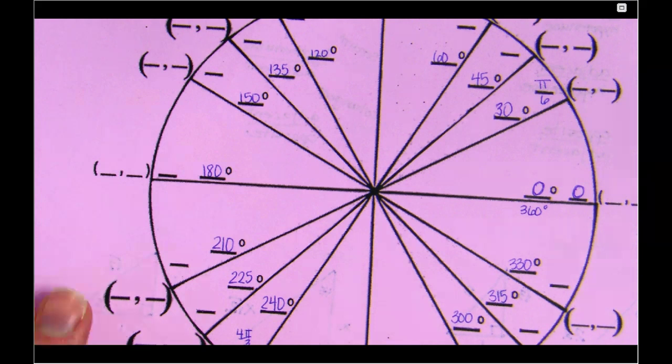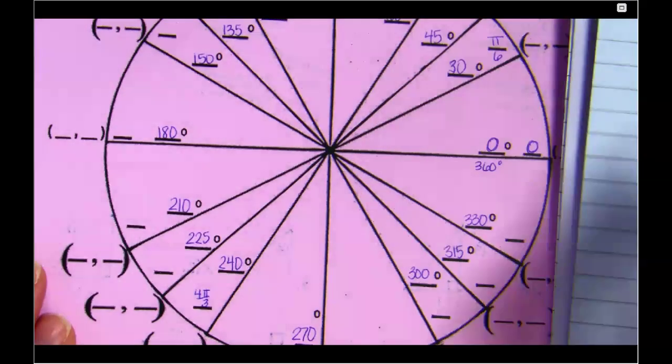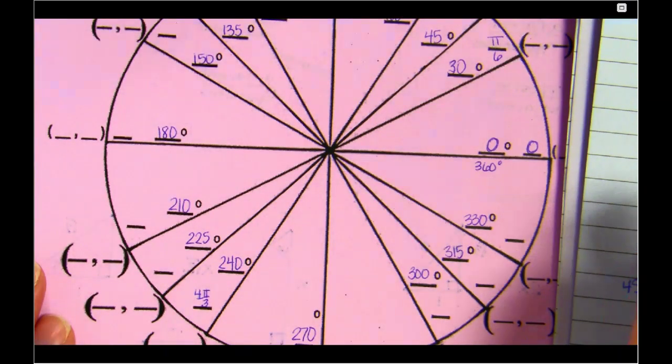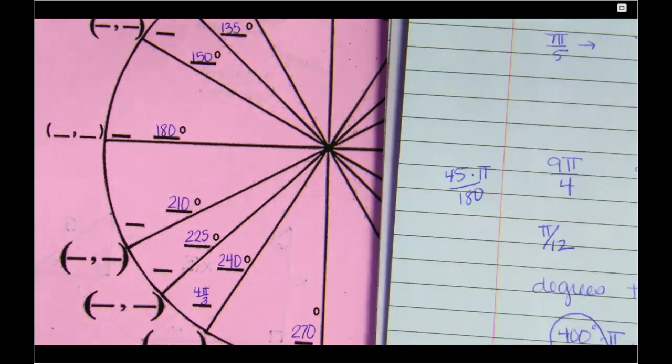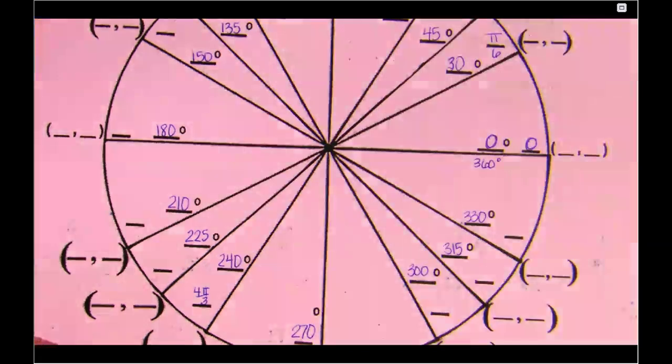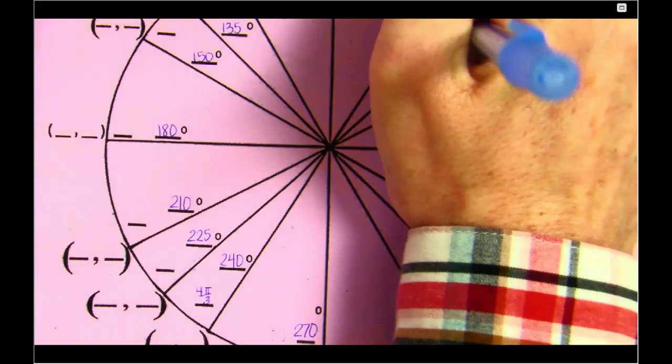Okay, so 45 degrees multiplied by pi divided by 180. You're going to divide that in your calculator, 45 over 180, and reduce your fraction. Is what? Pi over 4. The numerator is 1, so 1 pi over 4, you don't need the 1.